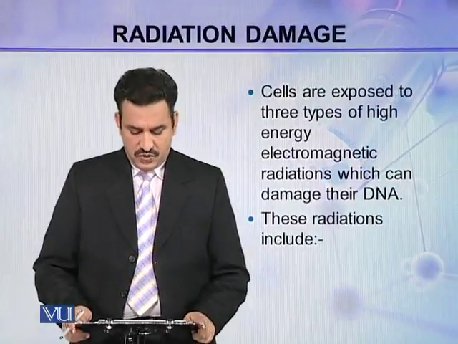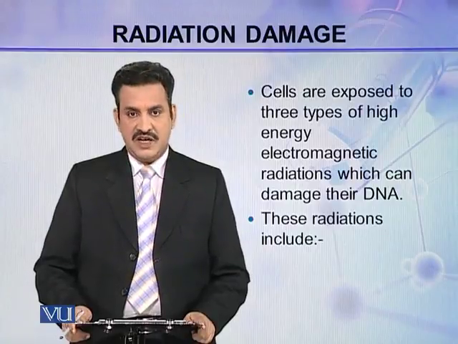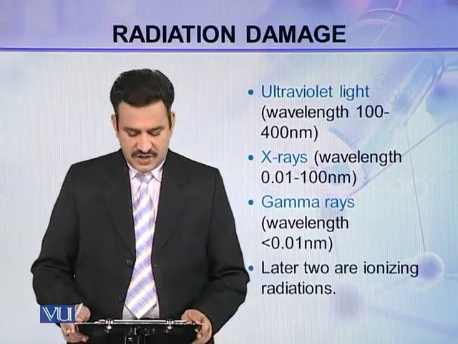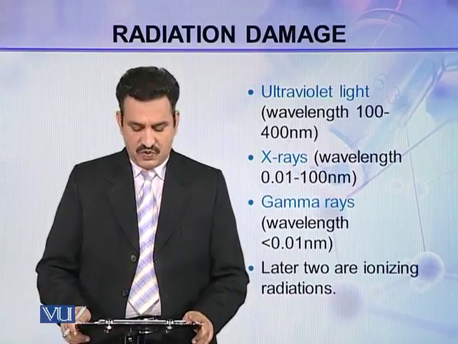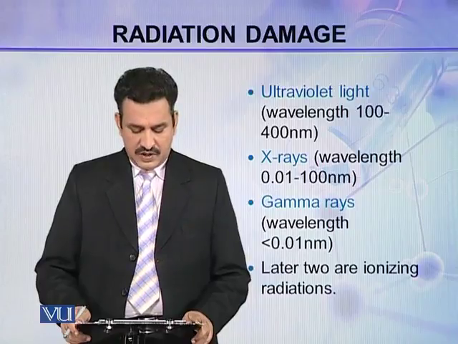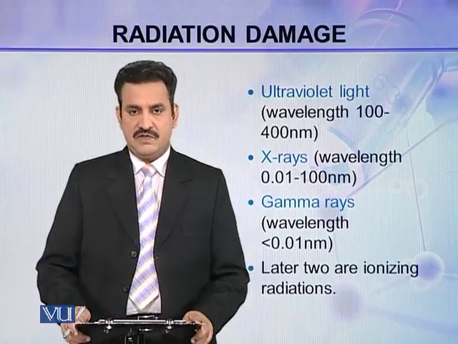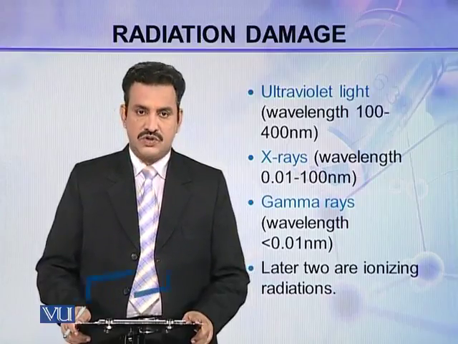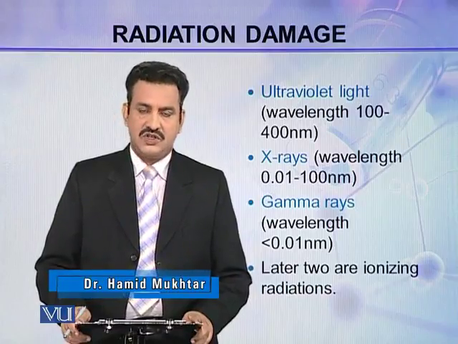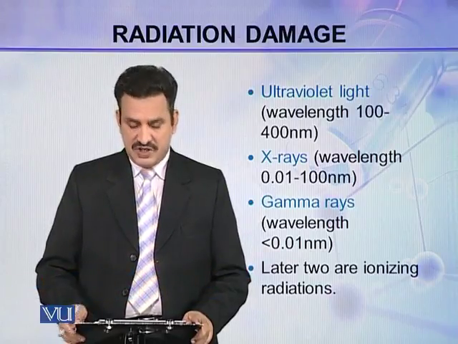Cells are exposed to three types of high energy electromagnetic radiations which can damage their DNA. These radiations include ultraviolet light, which has a wavelength between 100 to 400 nanometers, X-rays having a wavelength between 0.01 to 100 nanometers, and gamma rays having a wavelength lesser than 0.01 nanometer. The latter two types of radiations, that is X-rays and gamma rays, are ionizing radiations. That means they are more damaging.